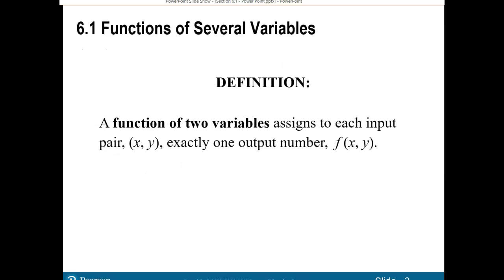All right, so here's our definition. A function of two variables assigns to each input pair (x, y) exactly one output number f(x, y). So up until this point, we've been dealing with functions of one variable, that's the f(x), that represents y. So this time it's f(x, y), so your domain is two-dimensional, and it represents exactly one output number, f(x, y), and we typically call that z, as for the ordered triple to end up being (x, y, z) for the solution.